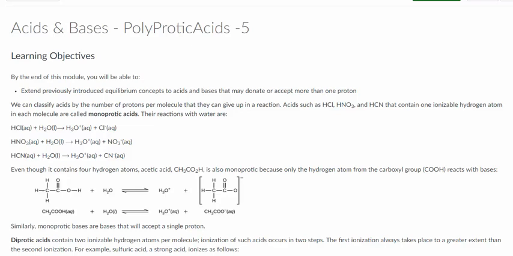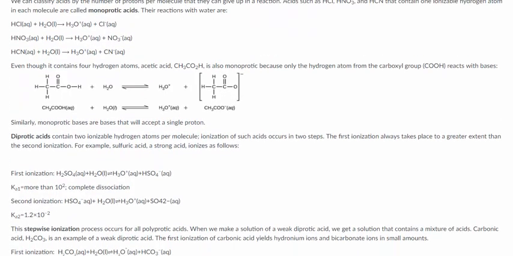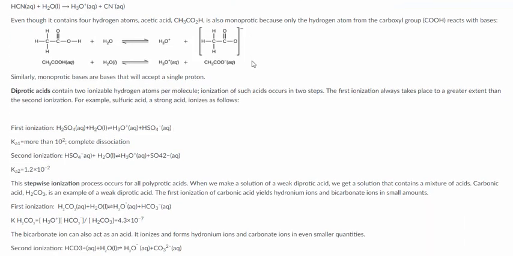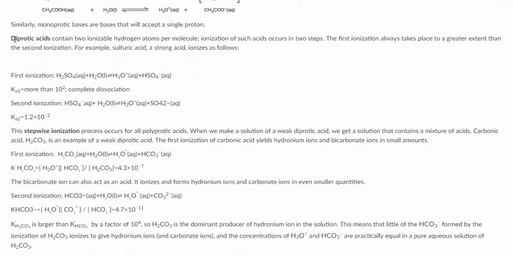Up until now, most of our acids that we've talked about are called monoprotic acids. That means they only have one ionizable hydrogen atom, so there's one hydrogen atom that can be donated to the solution. We can also have what are called diprotic acids or even polyprotic acids. That would be two ionizable hydrogen atoms or more.